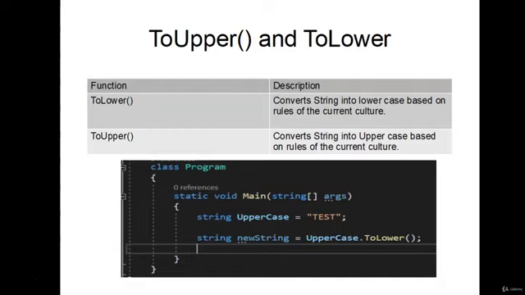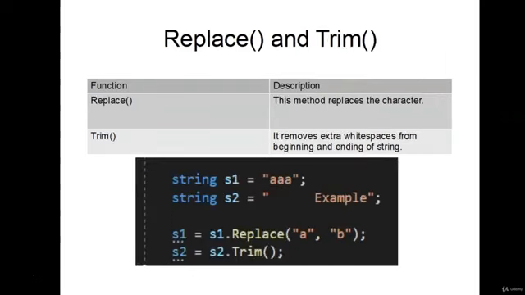So two of the ones that we used were ToLower and ToUpper, where we took an uppercase string and made it lowercase, and we took an all lowercase string and made it uppercase. And there are many other types of methods, and we're going to just cover some of the most important ones. Let's start off with Replace and Trim. The Replace method replaces a character in a string.